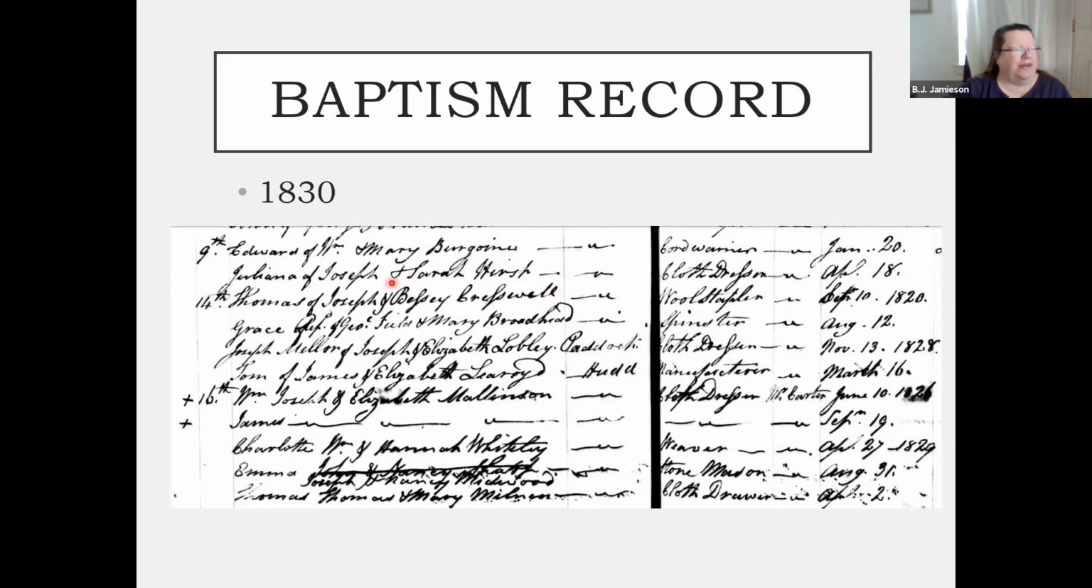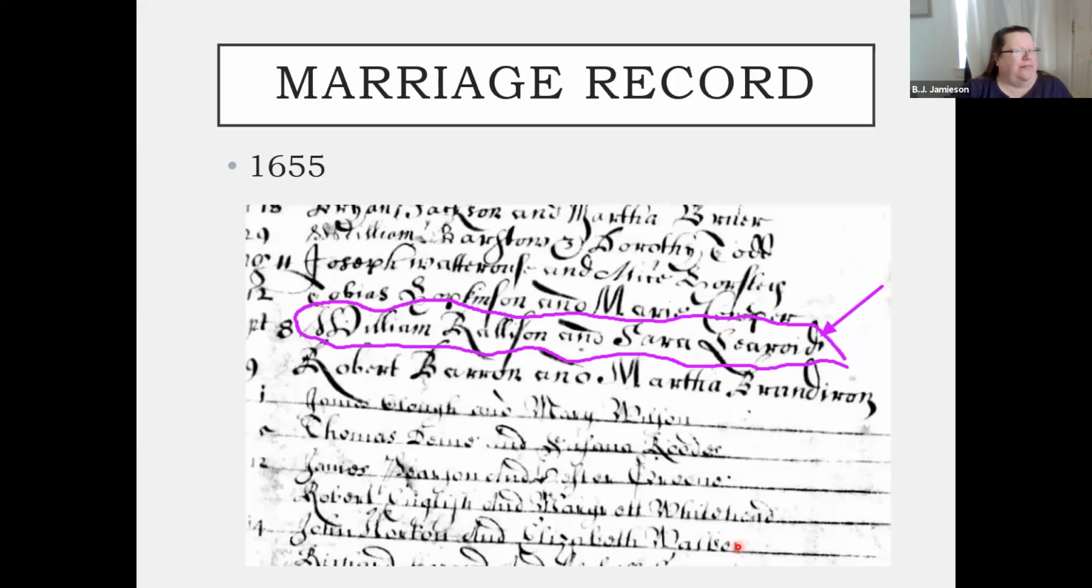So these are generally easier to read, and they have the advantage that by the middle to late 1700s, you are getting the father's occupation, which is helpful. This is a marriage record. And again, you have William, I think this was Rallison, and Sarah Leroy, and that's all the information that's there. But on the other hand, this is from 1655, so at that point, it's better than nothing.